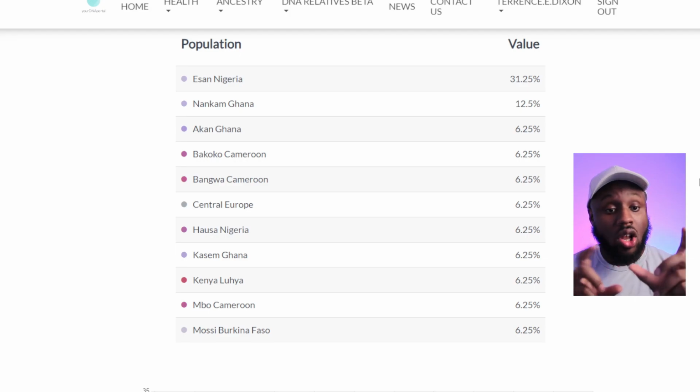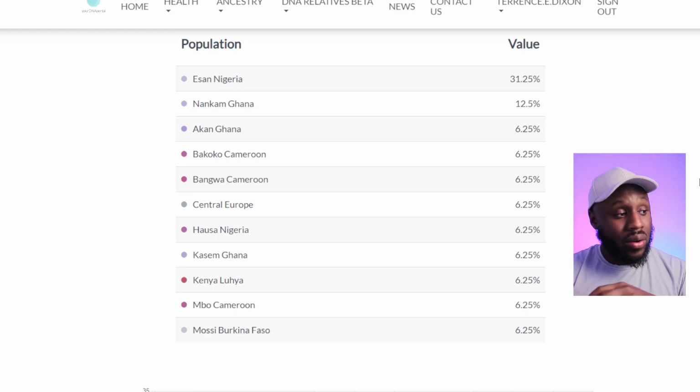So we have these larger fragments that are being matched now in the database, and we have Nigeria, Ghana, the Nankam of Ghana, the Isan of Nigeria, the Akan of Ghana, the Bakako of Cameroon, the Bangwa of Cameroon, Central Europe, the Hausa of Nigeria, the Kasam of Ghana.